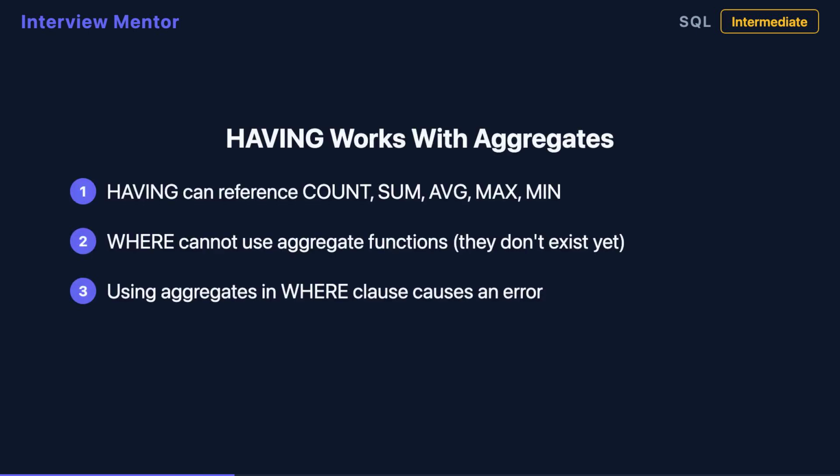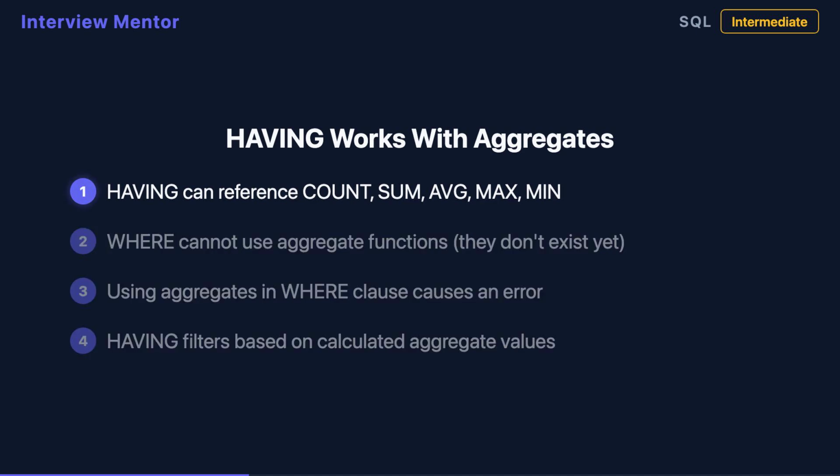This leads to the second critical distinction. HAVING works with aggregate functions like COUNT, SUM, AVG, MAX, and MIN. WHERE cannot reference these aggregates because they don't exist yet when WHERE runs. If you try to use COUNT or SUM in a WHERE clause, you'll get an error. HAVING is specifically designed to filter based on these calculated values.